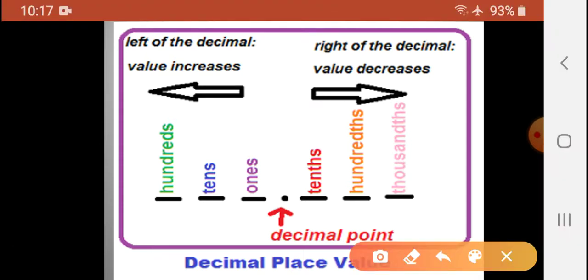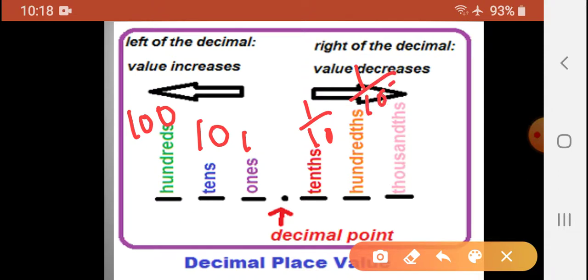On the left of the decimal point, the value always increases. This will be 1, tens will be 10, and hundreds will be 100. But on the right of the decimal point, the value always decreases. Like tenths means 1/10, hundredths means 1/100, and thousandths means 1/1000. So you have observed that right of the decimal point the value always decreases and left of the decimal point the value always increases.